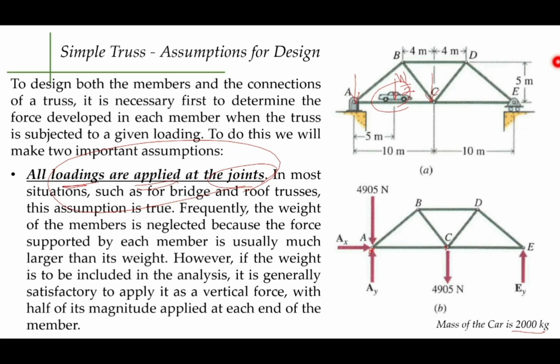For this case, half of the weight would be 4,905, which is applied at A, and the other half will be applied at C. So that is the exception. But still, it has to satisfy this assumption that all loadings are or must be applied at the joint.